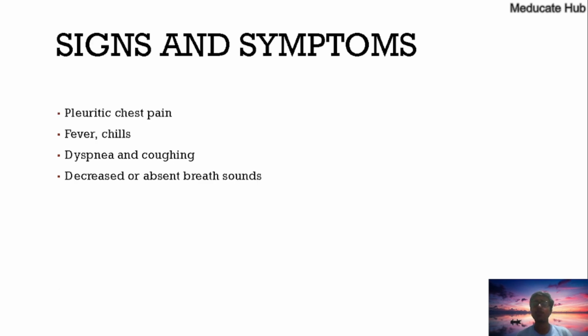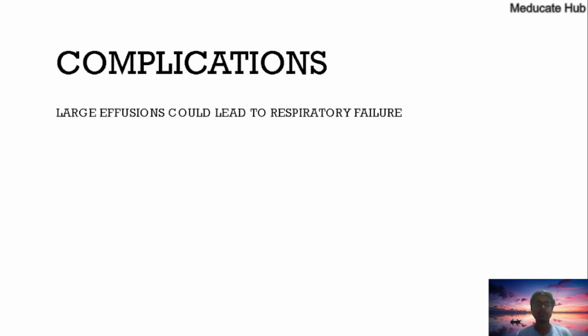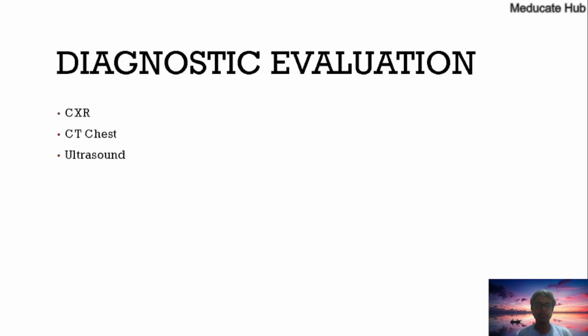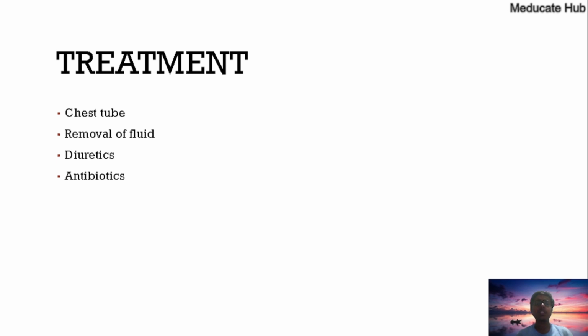Signs and symptoms of pleural effusion: pleuritic chest pain, fever, chills, dyspnea, coughing, and decreased or absent breath sounds. Next, complications: a large effusion could lead to respiratory failure. Diagnosis and evaluation: chest X-ray, CT chest, and ultrasound. Treatment: chest tube, removal of fluid, diuretics, and antibiotics.